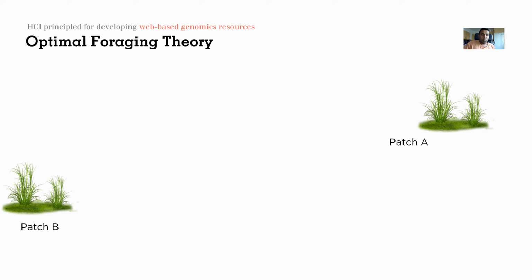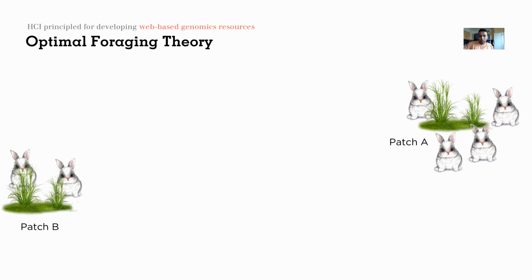Human search for information is similar to the way that wild animals hunt for food in nature. Let's take an example. We have a forest with a lot of rabbits in it. There are two areas called patch A and patch B. Let's say there are 4 rabbits in patch A and 2 rabbits in patch B. Where should the fox go and hunt? Clearly, the fox should hunt in patch A because there is more game.